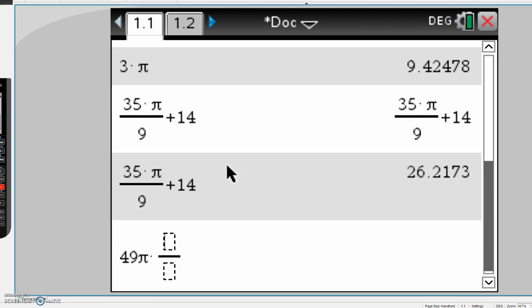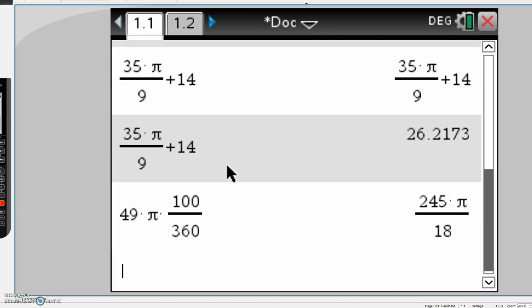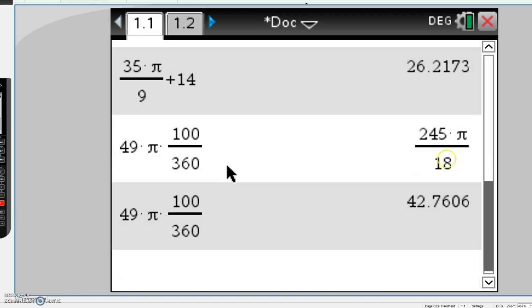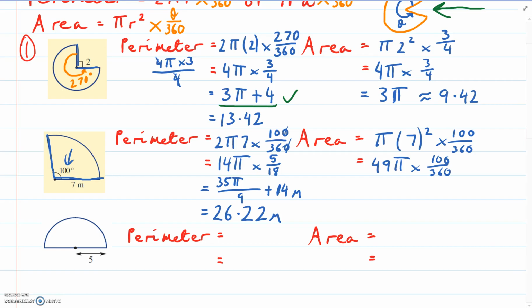Times. Just make sure it looks exactly like it does on your bit of paper there. The calculator will give you the simplified version, so you can certainly use that, but let's do 42.761. So that equals 42.761 meters squared.